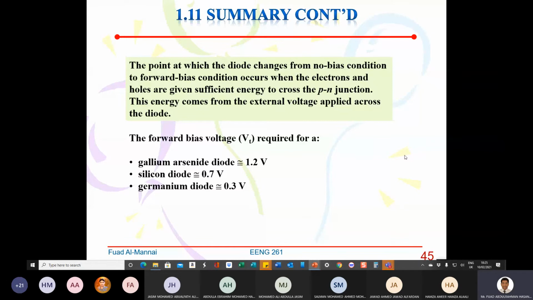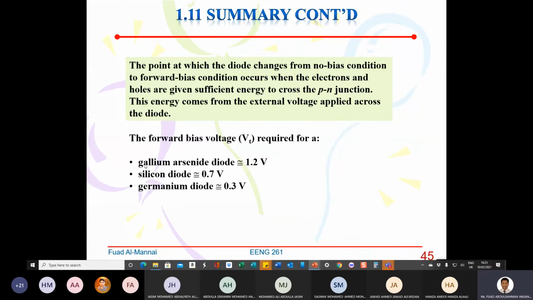The forward bias voltage, which is this one here, is called VT. This is not capital V, this is V small letter T. This is the threshold voltage, the voltage at which the diode is just conducting. That's what we call threshold voltage.